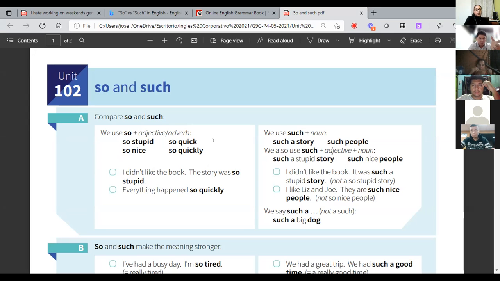Por ejemplo, yo le digo, you are so intelligent. Usted es muy inteligente. You are so intelligent, or you are so smart. Right? Pero si le quisiera decir lo mismo, como que usted es muy inteligente, le tendría que decir, you are such an intelligent student. You see the point over there? O sea, tengo que ponerle algo.